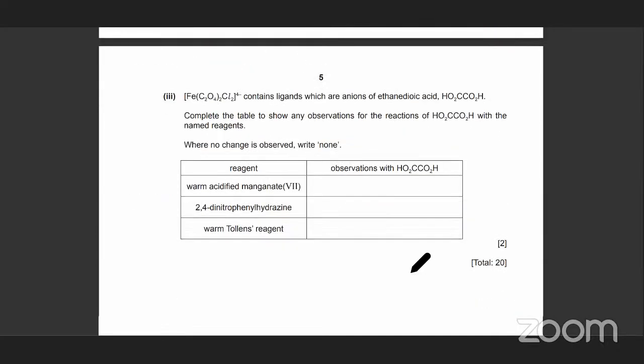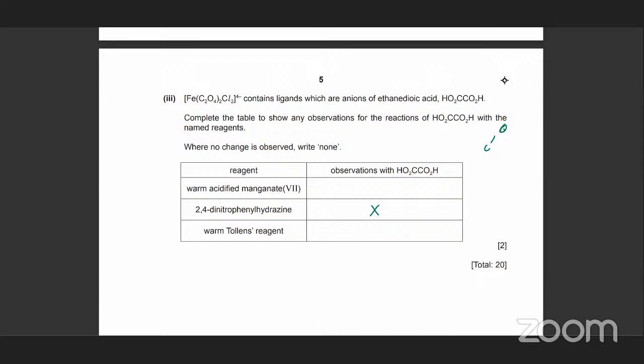That's the next one, so you have C2O4 contains a ligand which is ethane dioic acid, and complete a table to show any observation for the reaction of it with the named reagent, and where no change is observed write none. So this is ethane dioic acid, though it's not an aldehyde, it's a carboxylic acid.